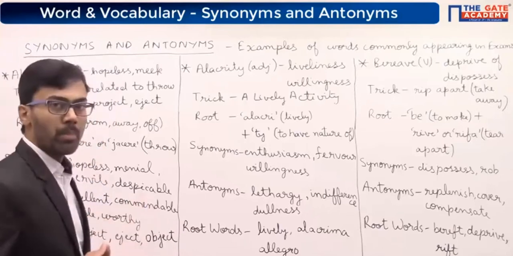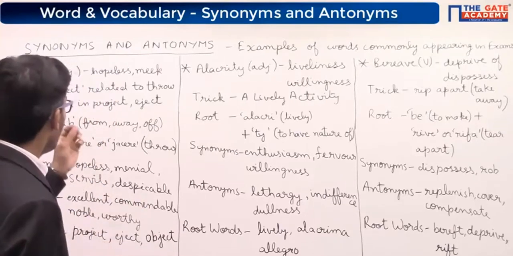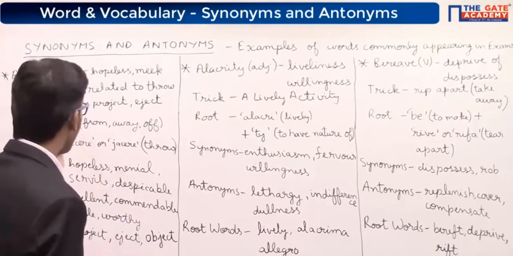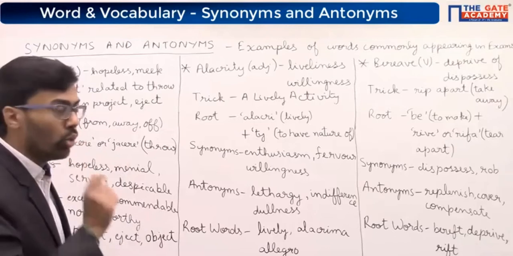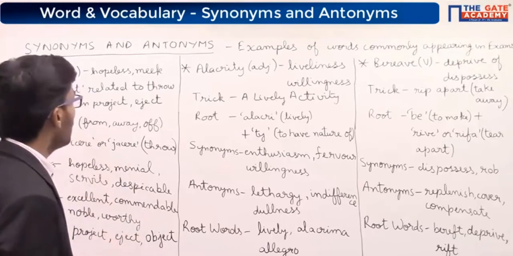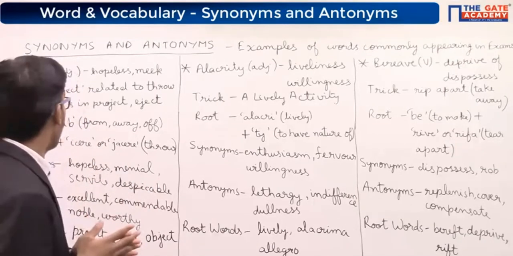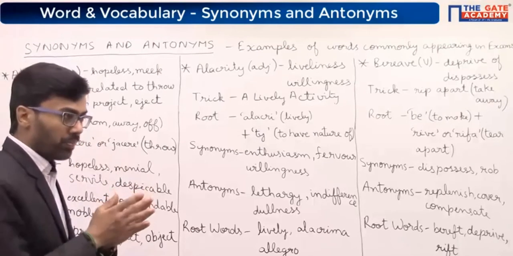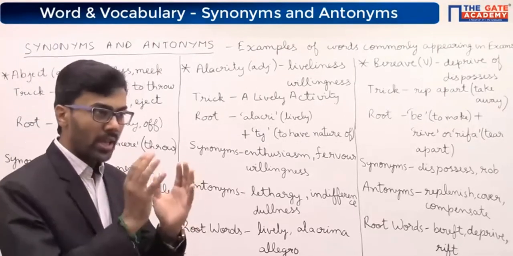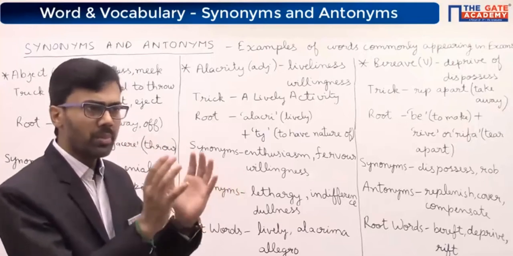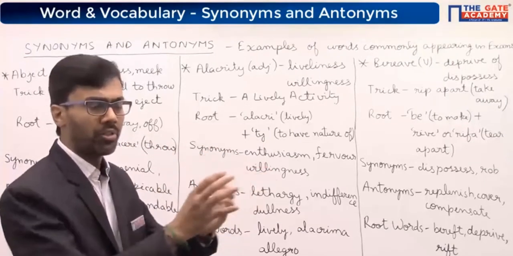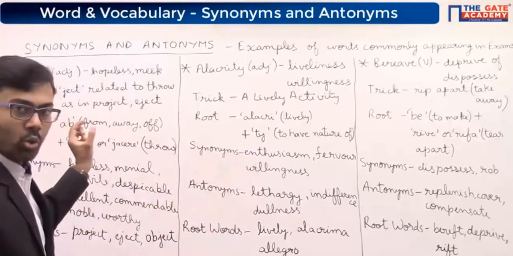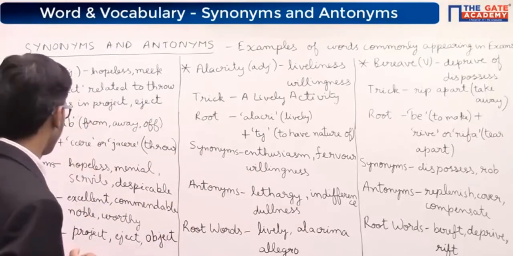The trick to remember abject is ject. This particular stem, or root, ject, means to throw, as in project, eject, or object. So ject is something which means to either throw away or to throw in front, basically to throw anywhere. It could be in front of someone, it could be away. So the root ject is very important.